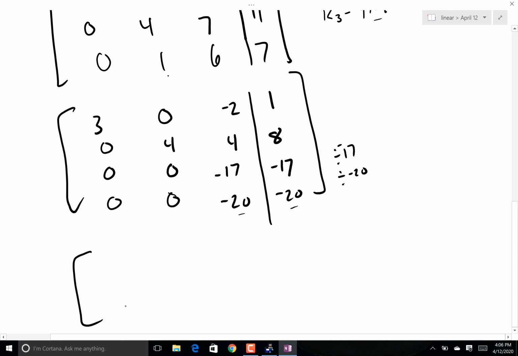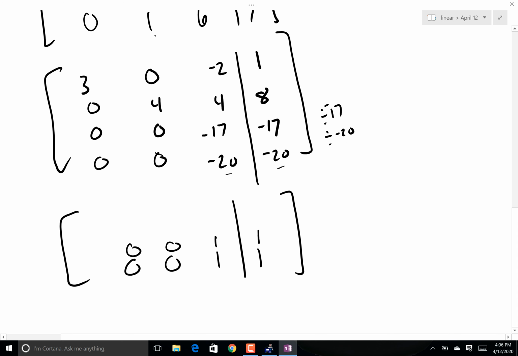And so one of them is clearly superfluous. I don't need it. That make sense? See if I can do this properly without screwing everything up. So what you've done is you've over-documented the problem here. You've given me more information than I needed. I can still solve it, but I don't need that because this bottom row is redundant. And so we have 3, 0, -2, 1, and 0, 4, 4, and 8.